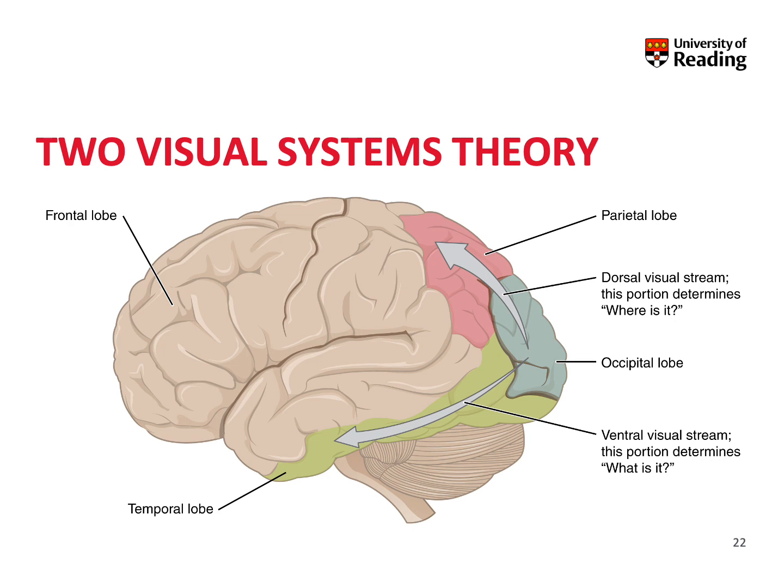So that's the theory, and it's been quite an influential theory over the years. It's mainly associated with the names David Milner and Mel Goodale. There are various versions of the theory. In some of them, the two streams are thought to be very separate, and in others, they're thought to be more interconnected. In the next slide, we'll take a brief look at some of the main evidence for this theory.